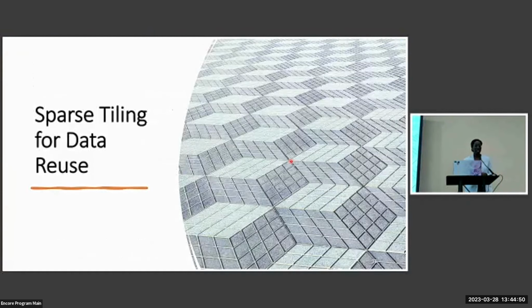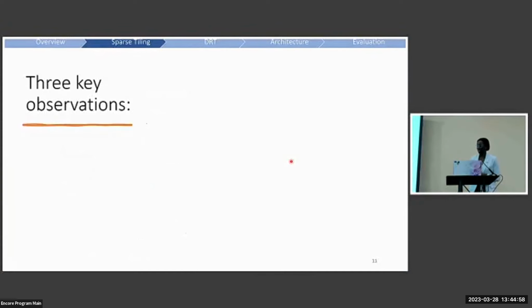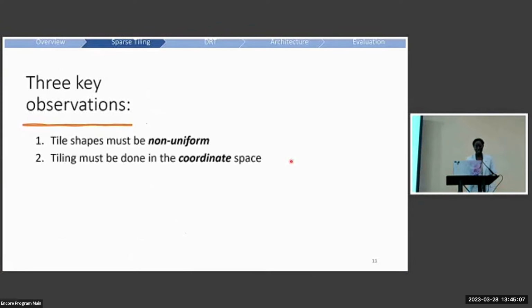What we need is a sparse tiling strategy that allows us to successfully achieve data reuse. So we make three key observations to adapt tiling for this. First, tile shapes must be non-uniform. Second, tiling needs to be done in the so-called coordinate space. And finally, our tile shapes must be created dynamically or at runtime. So let's break these down.